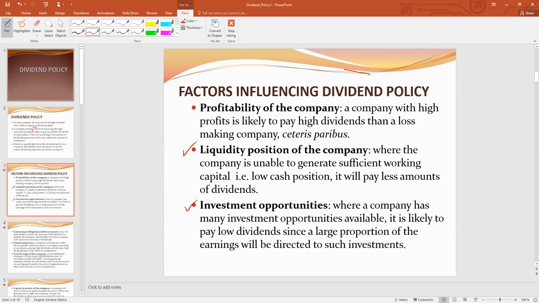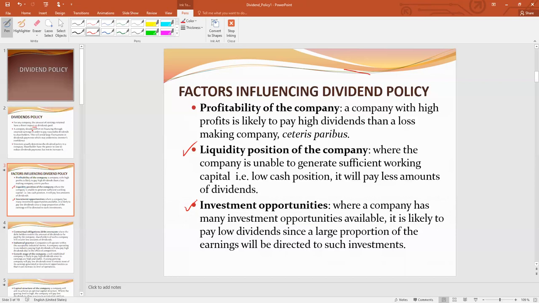You can decide, why don't we pay the shareholder the dividend? So that's a factor you may want to consider. What are my available investment opportunities?